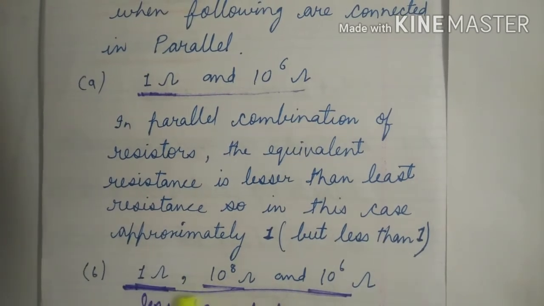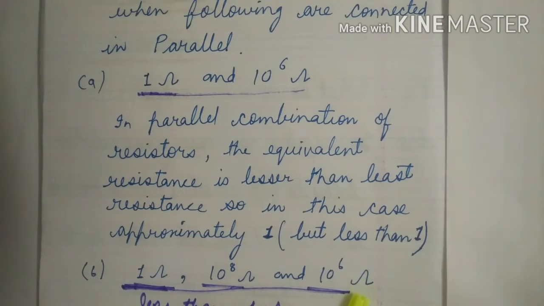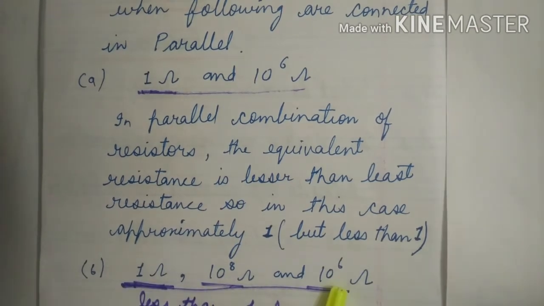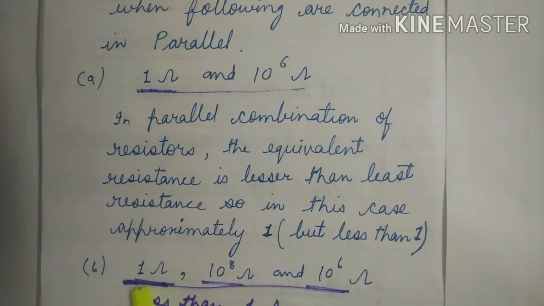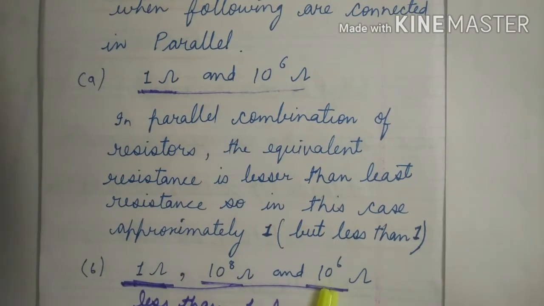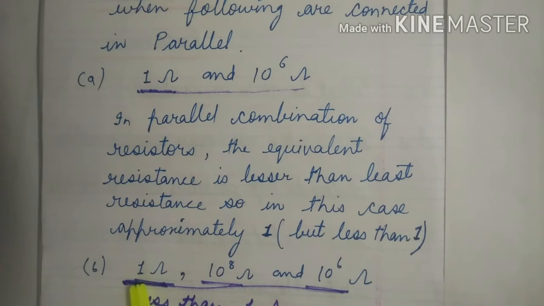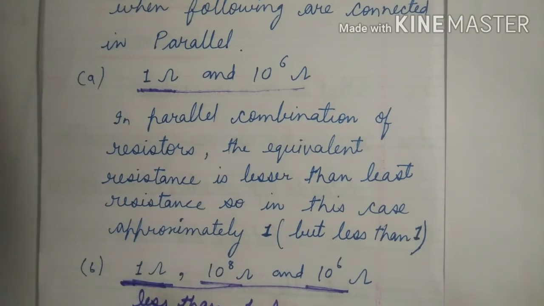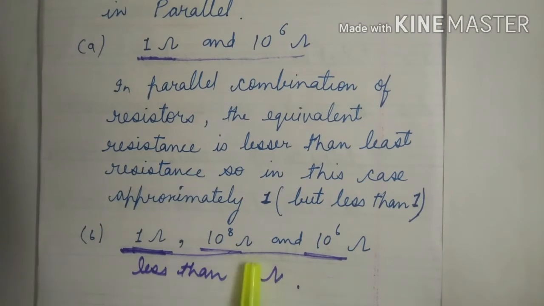If the same question has 1 ohm, 10 raised to power 8 ohm and 10 raised to power 6 ohm. Okay, 3 resistors are here. What will be the value of equivalent resistance if they are connected in parallel combination? It is very clear. The least value resistor is 1 ohm. So the answer will be less than 1 ohm. Is it clear to you?